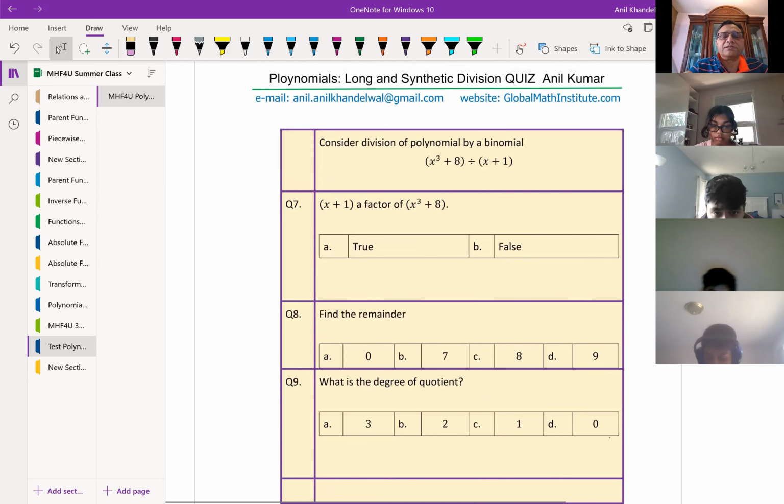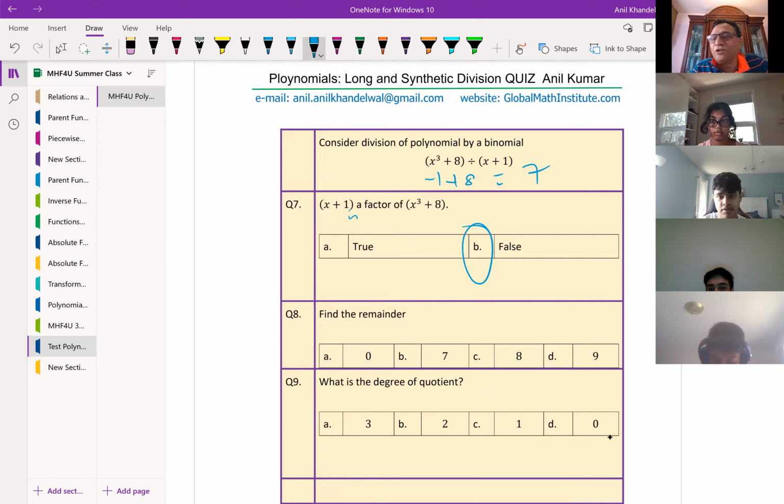Mohammed, can you answer question number 7, 8, and 9, please? Okay, x plus 1 is a factor of this. True or false? False. If you put minus 1 here, you get minus 1 plus 8, which is 7, correct? It is not 0. So we know that f of minus 1 is not equal to 0. Therefore, it is not a factor.